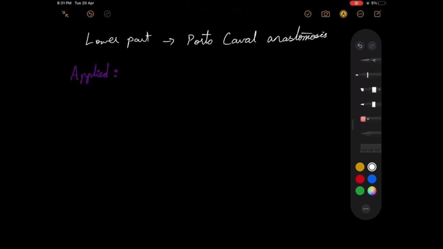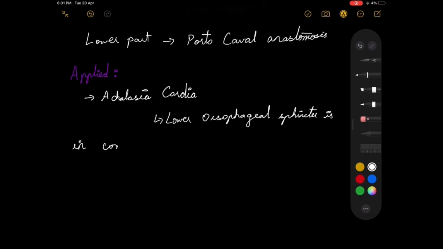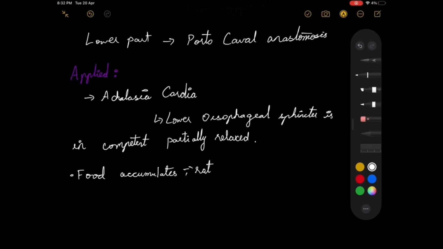And now to the applied anatomy. Achalasia cardia. The lower esophageal sphincter in this case is incompetent, partially relaxed. Due to this, the food accumulates in the lower part and gives a rat tail-like appearance.